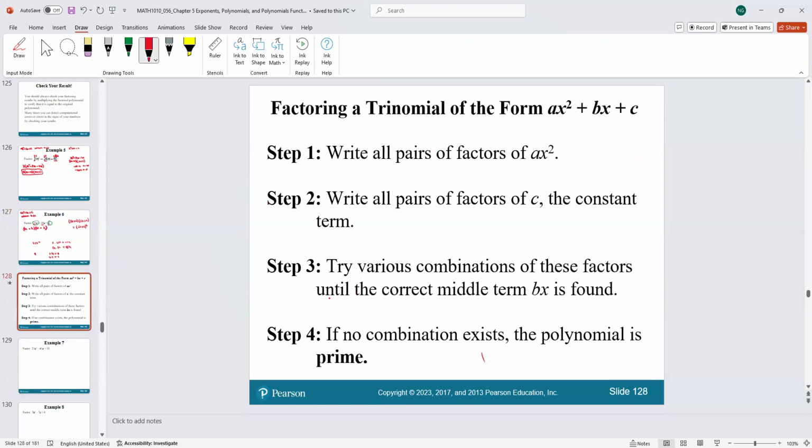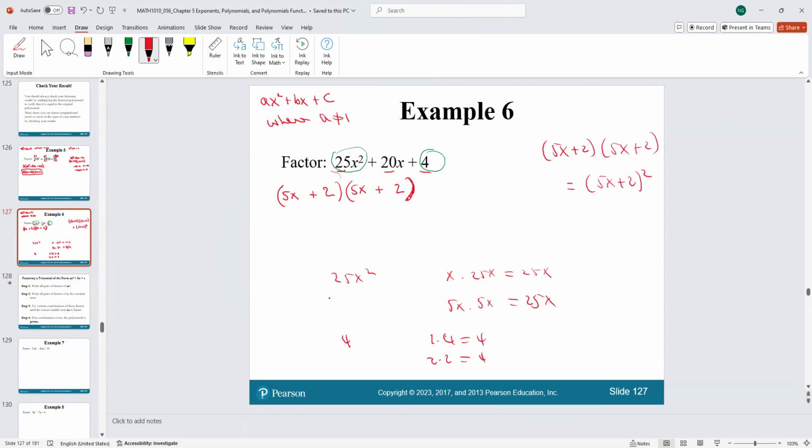Try various combinations of these factors until the correct middle term bx is found. That's what I do. These two plus these two give me 20x. Then I said, that's it. I'm done.